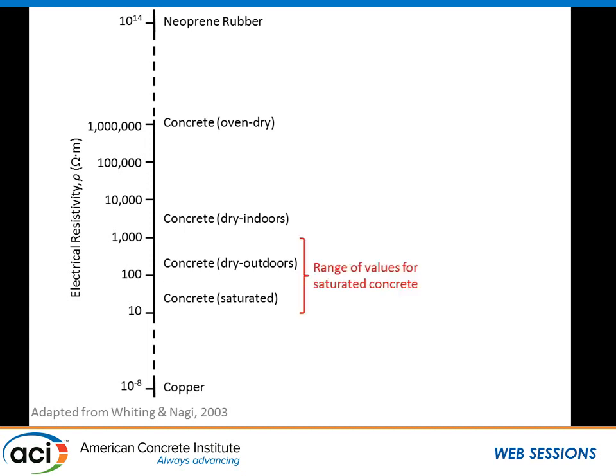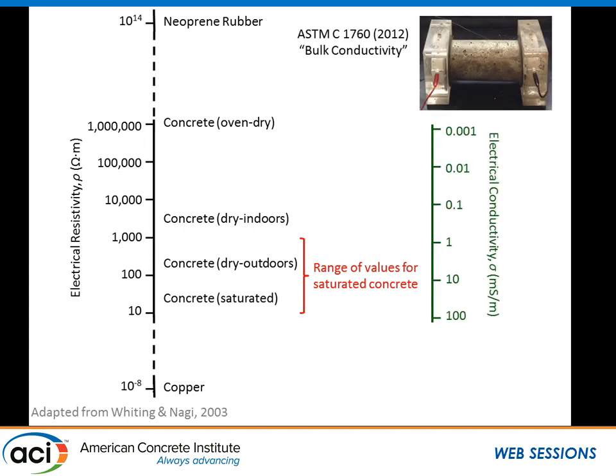Typical values for saturated concrete are in the range of about 10 for really bad concrete to about 1,000 for really good concrete. So the really bad concrete would be the kind of concrete you might find in a residential foundation without any fly ash, slag, or silica fume, and a really good concrete might be something you might find in a bridge deck with silica fume and slag or fly ash, and also in concrete like that that's very mature. So that's the kind of range of values we can expect to see.